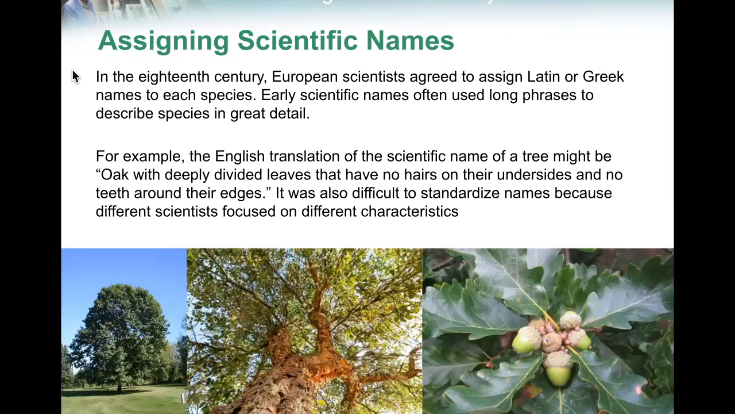In the 18th century, European scientists agreed to assign Latin or Greek names to each species. Early scientific names often used long phrases to describe species in detail. For example, the English translation of the scientific name of a tree might be "oak with deeply divided leaves that have no hairs on the underside and no teeth around their edges." It was also difficult to standardize names because different scientists focus on different characteristics.